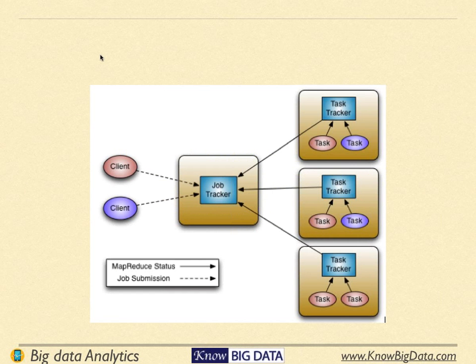Now the same diagram is shown in two forms. One is job tracker. Job tracker is talking to the task trackers and getting the tasks done, and all the clients are talking to the job tracker. So I hope this is clear to all of you.